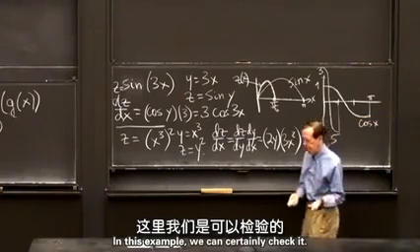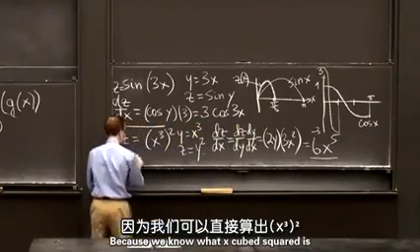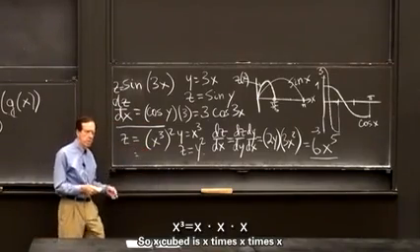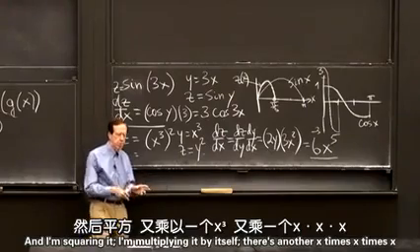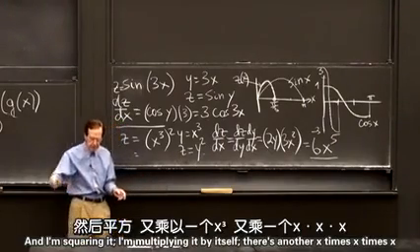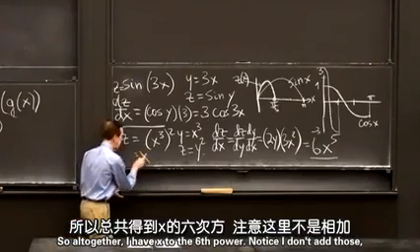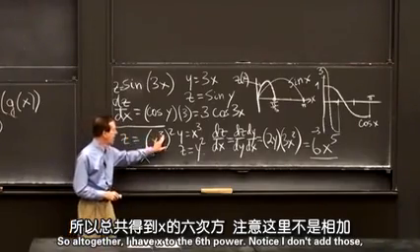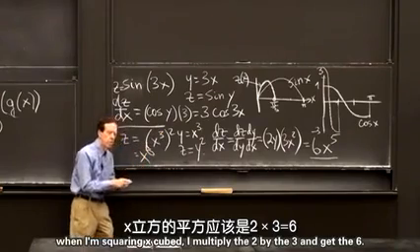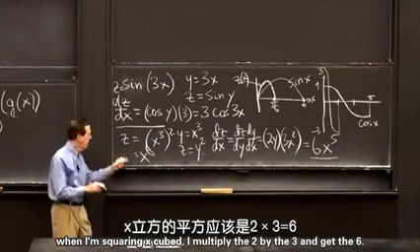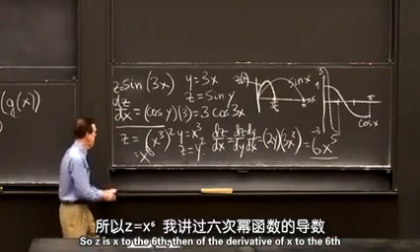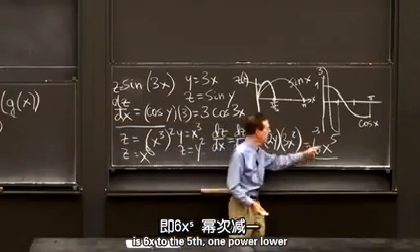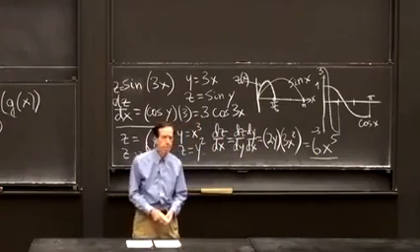In this example, we can certainly check it, because we know what x cubed squared is. So x cubed is x times x times x. And I'm squaring that. I'm multiplying by itself. There's another x times x times x. So altogether, I have x to the 6th power. Notice I don't add those. When I'm squaring x cubed, I multiply the 2 by the 3 and get 6. So z is x to the 6th. And, of course, the derivative of x to the 6th is 6 times x to the 5th, 1 power lower. Okay.